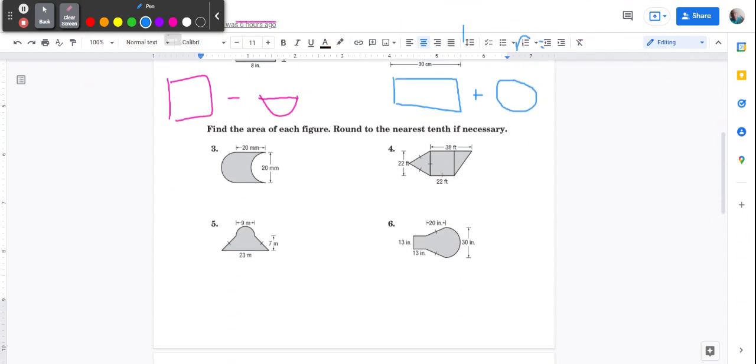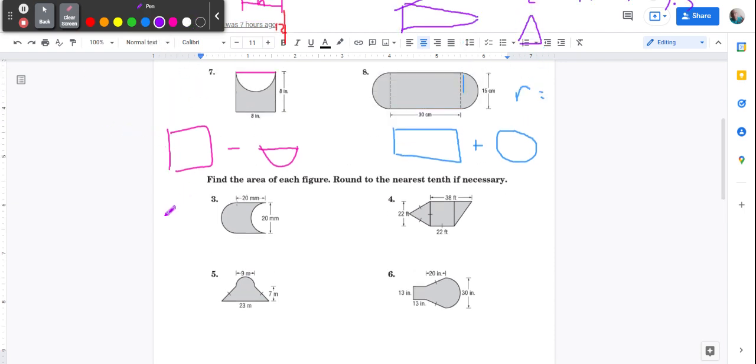Right here, this next one, all right, it looks like this one up here a little bit. So we have this square right here, 20 by 20. It's missing a semicircle here, but it's adding a semicircle there. Okay, so think about what would happen if we have a square missing a semicircle here, but adding the same semicircle over here. Or we could take this semicircle here and paste it in right there and see what kind of shape we have. Okay, that should be a pretty simple one.